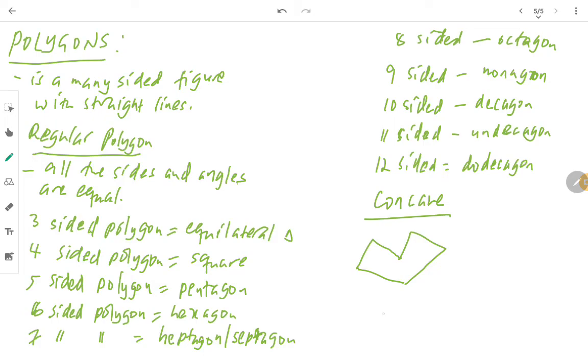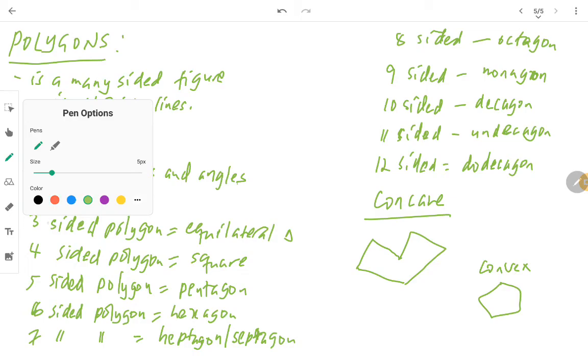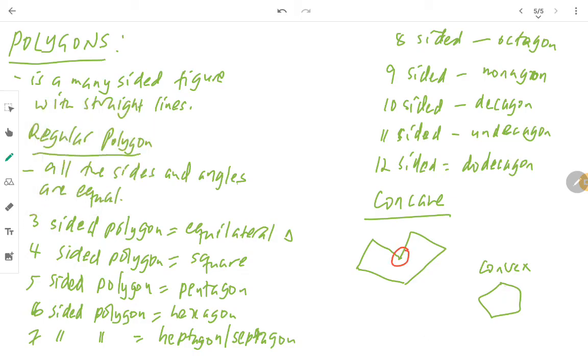I can say this is concave because of this angle here, which is curved inside. That's concave. Then we have also convex, whereby it's like this. That's convex. So you find out that with concave, there is one angle, sometimes more, curving inside. With convex, everything points outward. We are saying that that's convex.